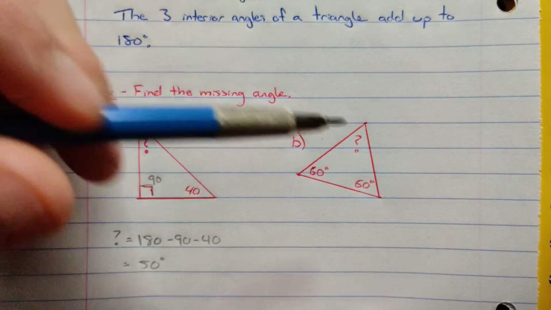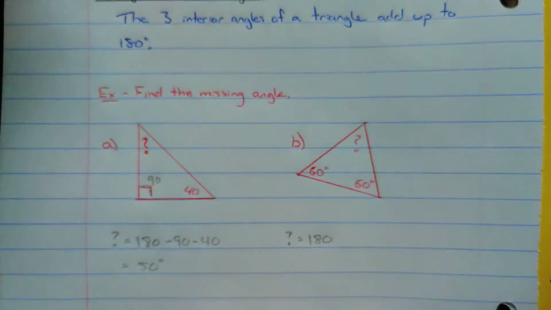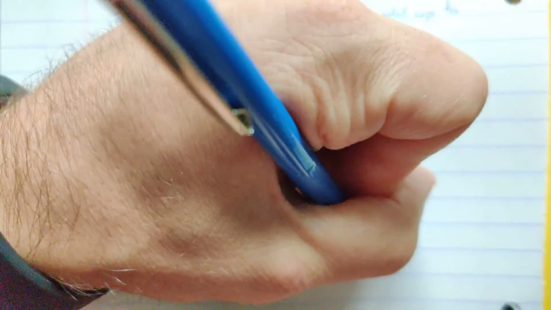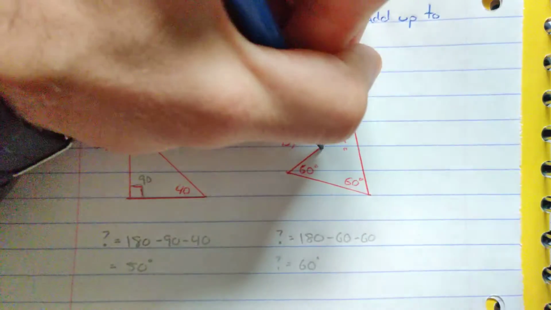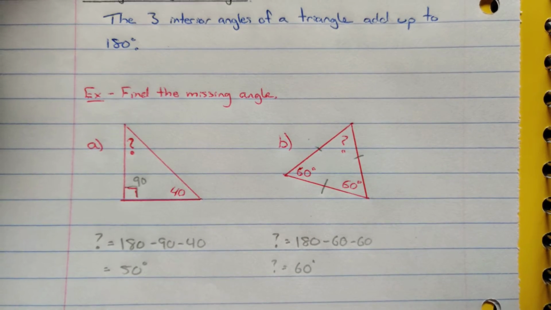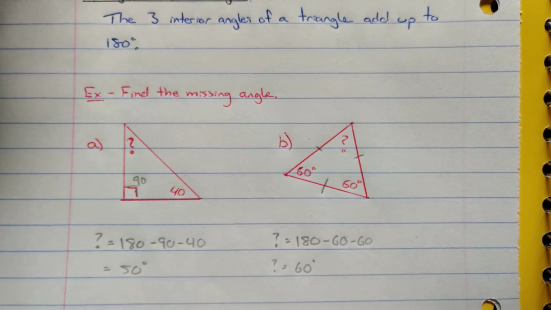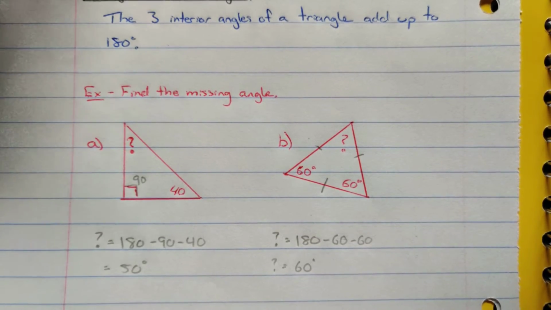In the next one, we got a 60-degree angle, a 60-degree angle, and an unknown angle. So our unknown angle again. Sum of the angles in a triangle is 180 minus 60 minus 60. And we're left with 60. This is a special kind of triangle. This is an equilateral triangle. All three sides, all three angles are equal, and all three angles have to be 60 in an equilateral triangle because they have to add up to 180.